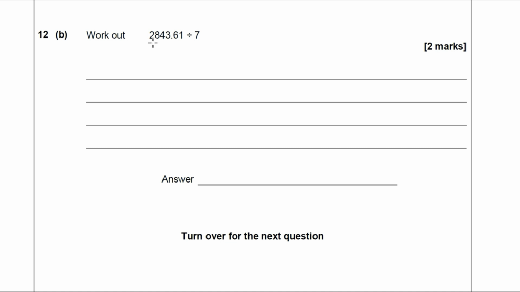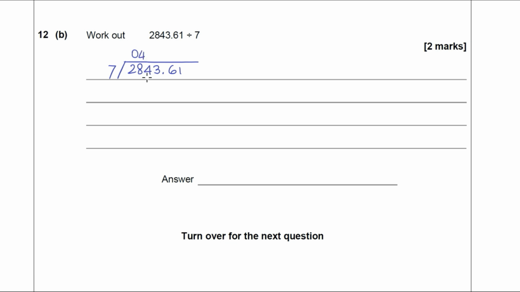12b, another straightforward question. So we need to work out this divided by this. We have 2843.61 divided by 7. Okay, let's use the bus stop method again. 2 divided by 7, no, it's not possible. You don't have anything. So go to the next digit. You have 28. 28 divided by 7, you got 4.